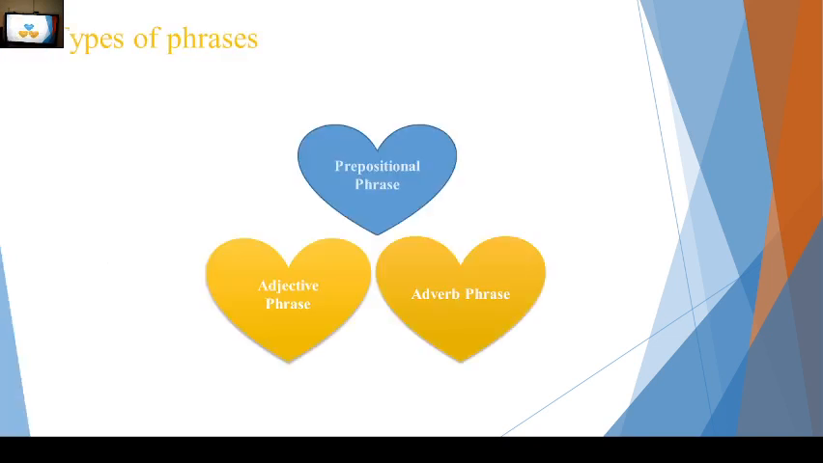We have types of phrases. We have the prepositional phrase. A prepositional phrase in a sentence can function as two types of phrases. It can function as an adjective phrase or as an adverb phrase. Okay? So again, we have the prepositional phrase. It can function as an adjective phrase or as an adverb phrase. It's according to its position in the sentence.